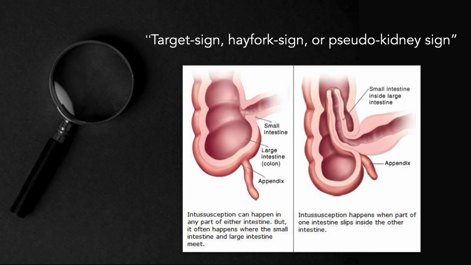And what are we looking for when we're trying to evaluate for intussusception? You'll hear the words target sign, hay fork sign, or pseudokidney sign. This is when we're looking for the telescoped bowel, and in the transverse view, it'll appear to be a target, whereas when you're viewing it in the sagittal or long axis, it will look like a hay fork or a pseudokidney sign.